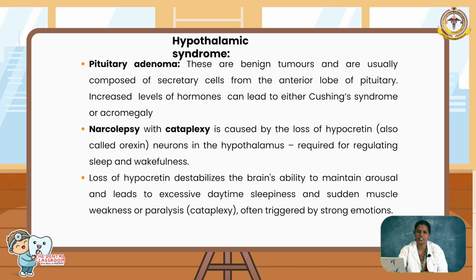So when these neurons are getting affected, the subject may tend to sleep for long hours. That is the condition in narcolepsy and cataplexy. This may destabilize the brain's ability to maintain arousal and alertness, and it may lead to excessive daytime sleepiness, and sudden muscle weakness, paralysis, and cataplectic conditions are also observed.